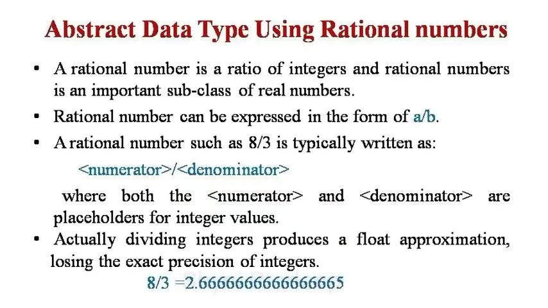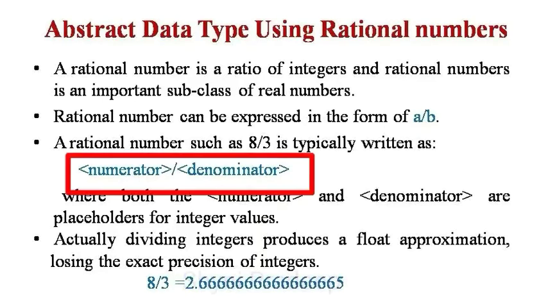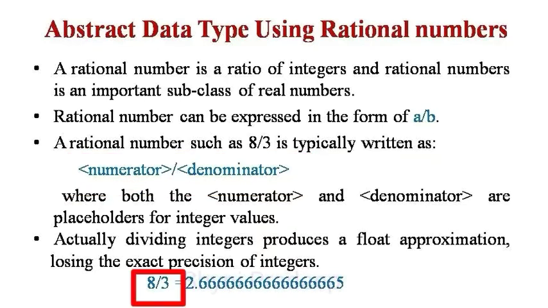Okay, a rational number can be expressed in the form of A over B. Here A means numerator and B means denominator. So all rational numbers have these two parts. What are they? Numerator and denominator. Okay. For example, 8 by 3. Here 8 is the numerator and 3 is the denominator.